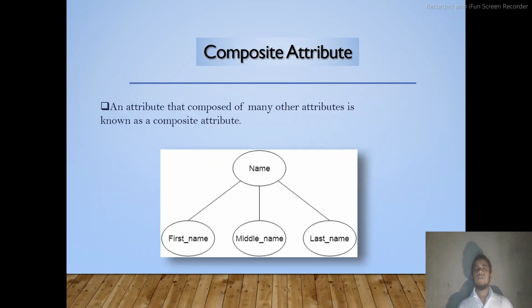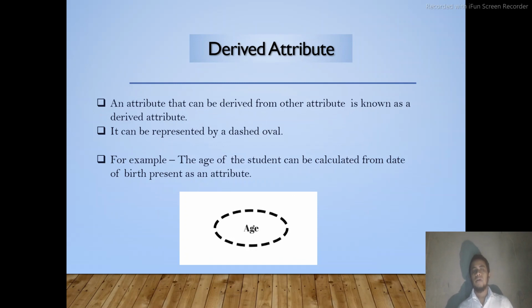Now coming to the point of the composite attribute. Basically, a composite attribute is an attribute that is composed of other attributes. In the given slide, we can see there is a picture. The name is composed of the first name, middle name, and last name. So name is a composite attribute. Now coming to the point of the derived attribute. Basically, a derived attribute is an attribute that is derived from another attribute, and it is represented by a dashed oval. For example, if we have a student birth date, then we can easily calculate the age of every student.